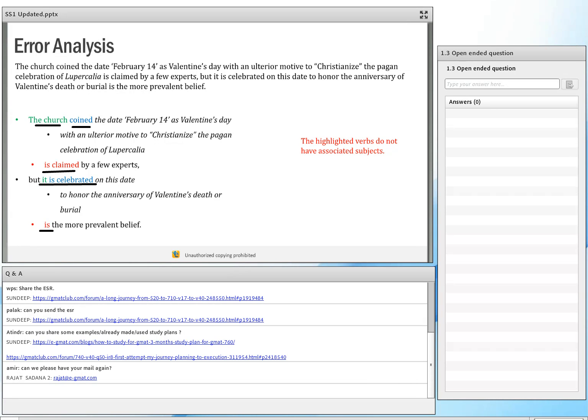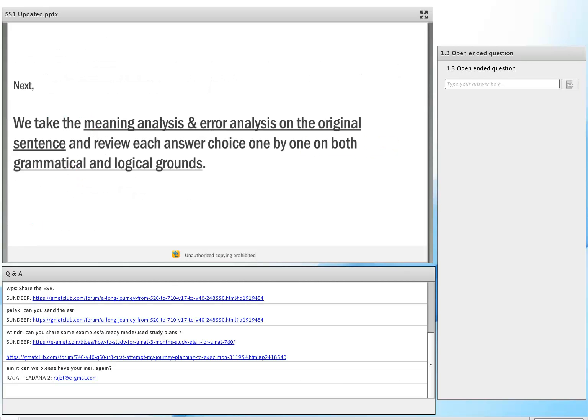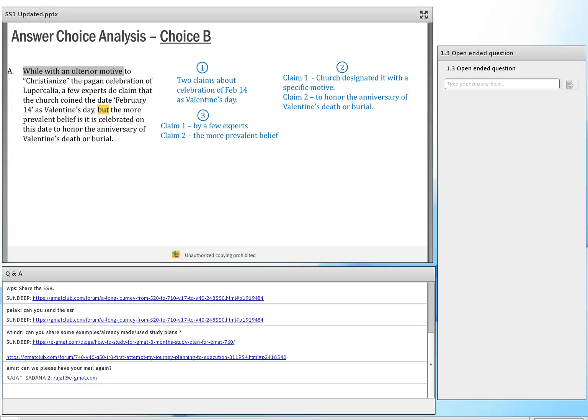All right, so let's kind of talk about this. Think about the clarity when you split the sentence into such aspects that you have with regards to the errors that the sentence has. Okay. Now we know the meaning analysis. We know choice A is wrong. Let's now take this and look at all the other answer choices.